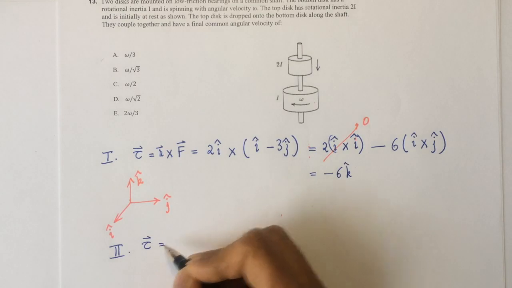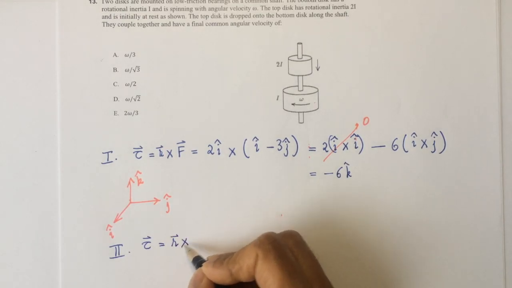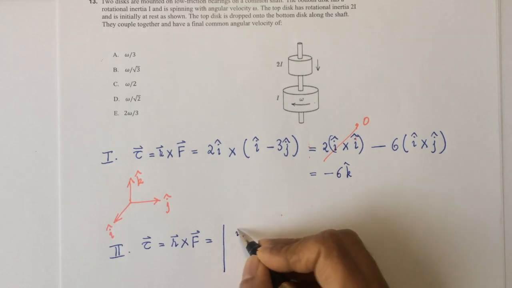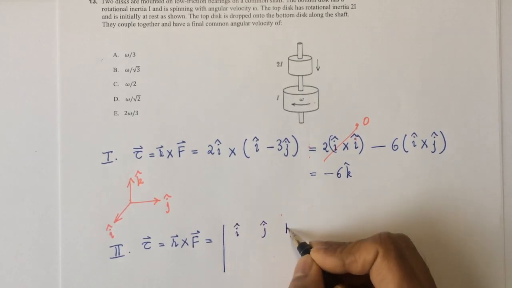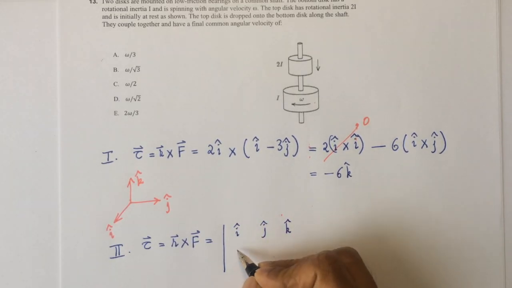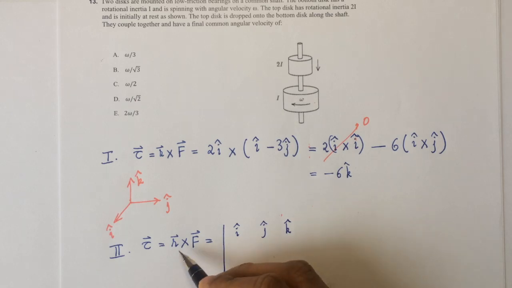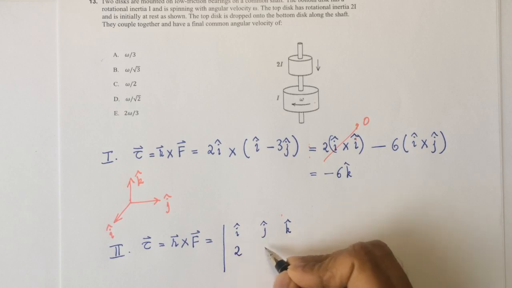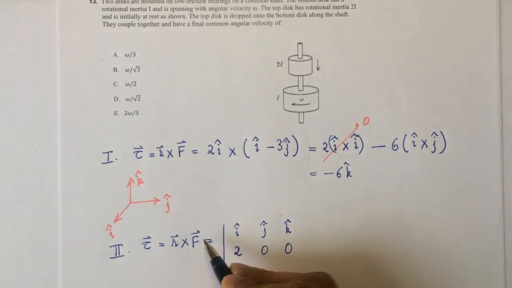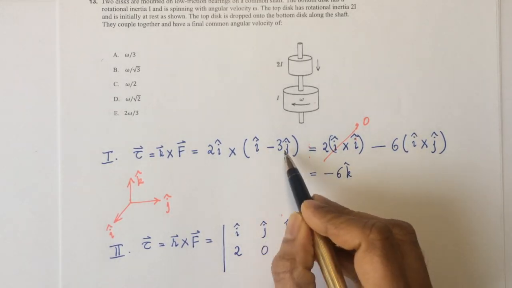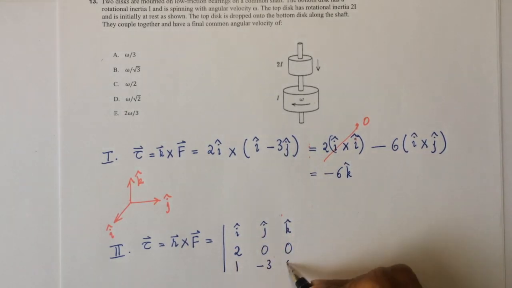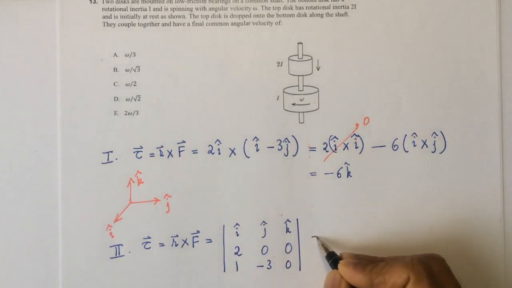The second method, you actually use what's called the determinant method. Now this formula is there in your formula sheet. So the determinant is formed by writing first i hat, j hat, and k hat, and then putting the value of the r vector. The r vector has only got i component, so it's going to be 2, 0, 0. And the f vector has got an i component and a j component, but no k component. So that's 1, minus 3, 0. And you proceed to evaluate this.